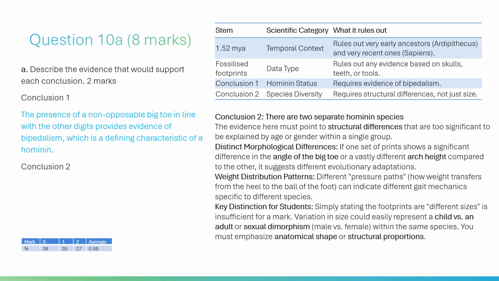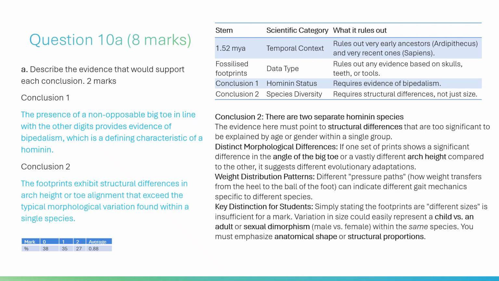species. You must emphasize anatomical shape or structural proportions. The footprints exhibit structural differences in arch height or toe alignment that exceed the typical morphological variation found within a single species.